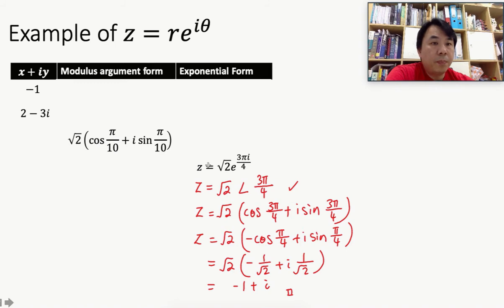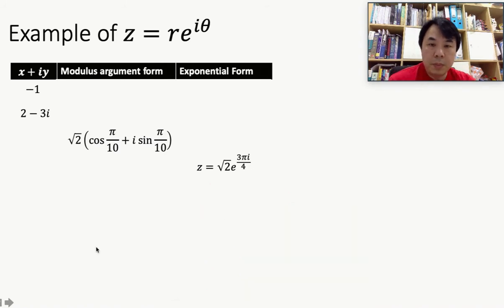How do we represent a complex number from its Euler form into modulus argument form, and then lastly into its rectangular form or Cartesian form in this case? I hope that has been useful. Let's move on to the last example.